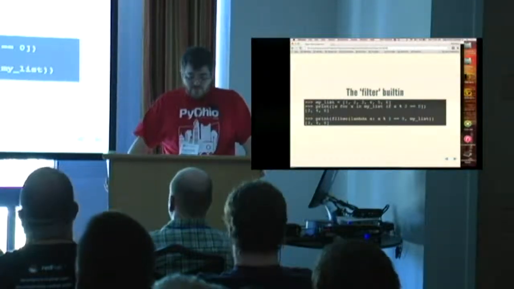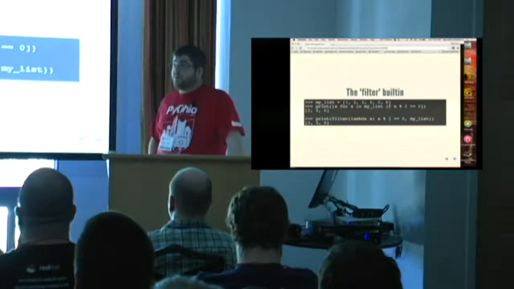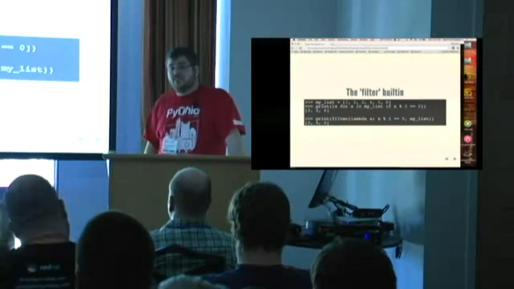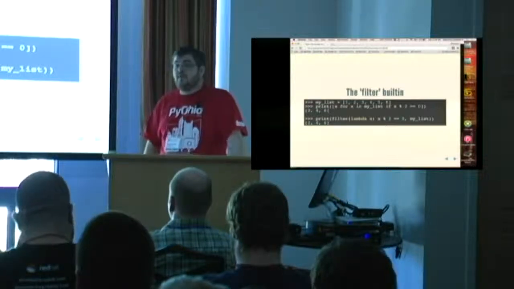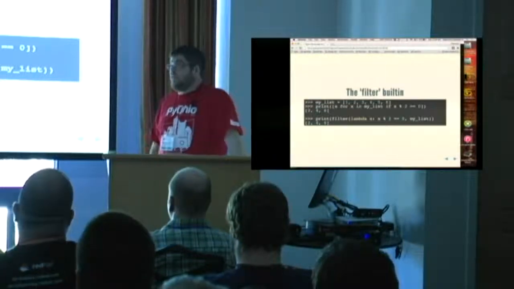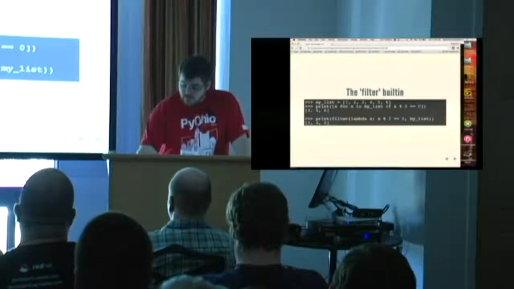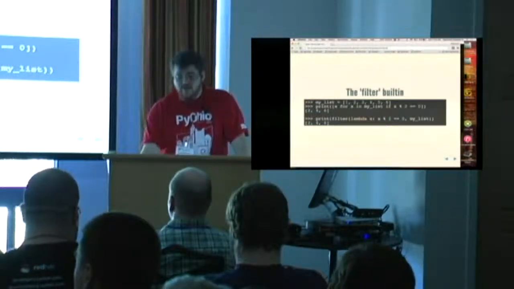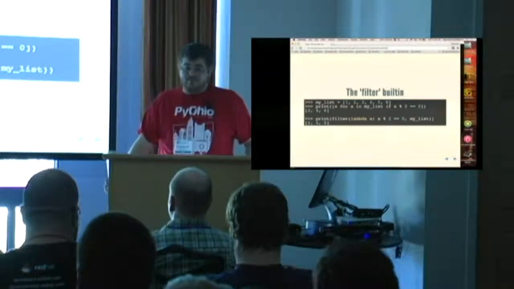Let's talk about the filter built-in. There are three, I call them the three kings of functional programming: filter, map, and reduce. With these three things, you can do a wide majority of the kinds of things that you might want to do with data transformation.